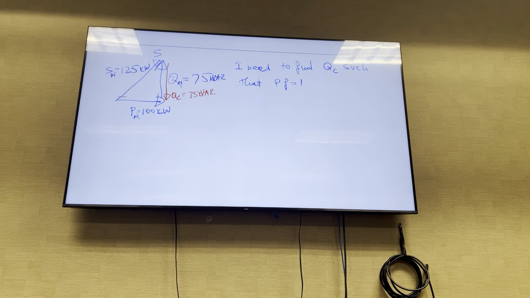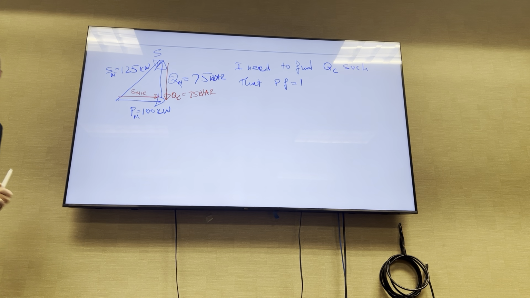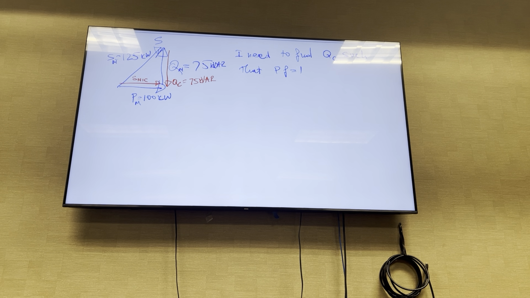So the new S, this will be S of machine plus capacitor, will be purely real. So S will be the same as P for the new system. Got it. So I found QC. QC now is 75 kilovars reactive.